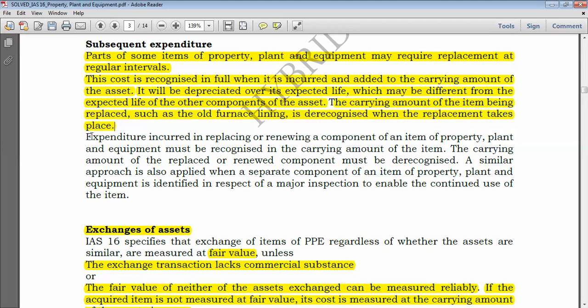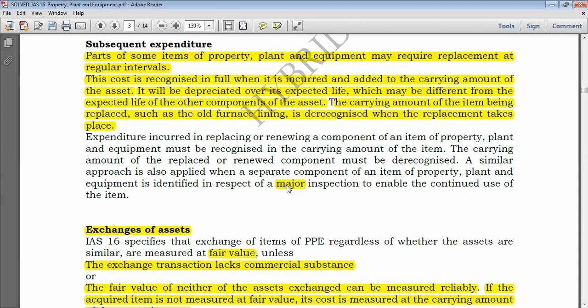So here we're told, expenditure incurred in replacing or renewing a component of an item of plant and equipment must be recognized in the carrying amount of the item. But what factors do we consider? The carrying amount of the replaced or renewed component must be derecognized. I think you have already spoken about this. And a similar approach is applied when a separate component of PPE is identified in respect of a major inspection to enable continued use of an asset. This is the main point here.